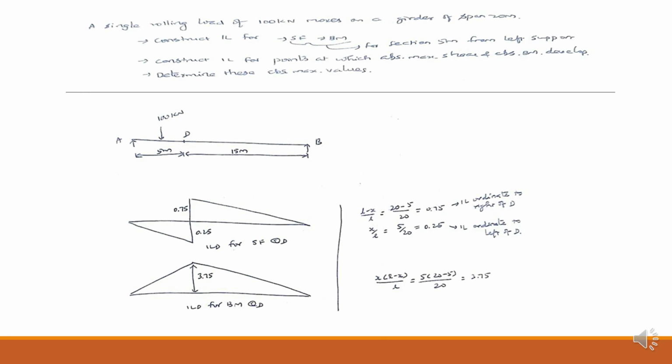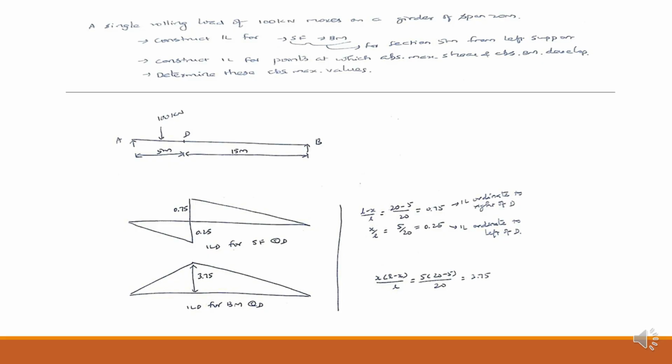Let's apply this to a practical problem. Please write this down. A single rolling load of 100 kilonewtons moves on a girder of span 20 meters. We have 3 clear objectives here. 1. First, construct the influence lines for shear force and bending moment at a specific section located 5 meters from the left support. Let's call this section point D. 2. Second, construct the influence lines to find the points where the absolute maximum shear and moment will develop across the entire beam. 3. Third, calculate those absolute maximum values.